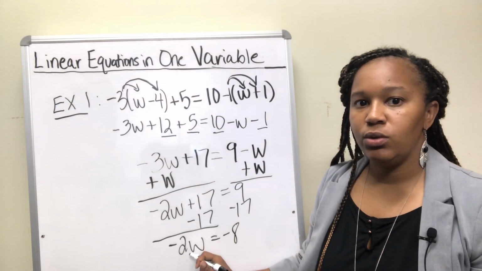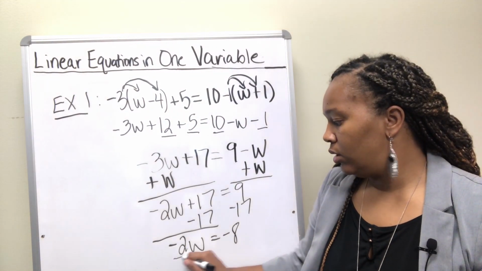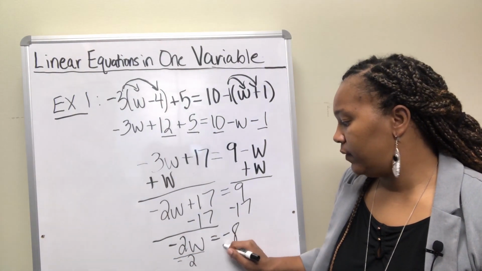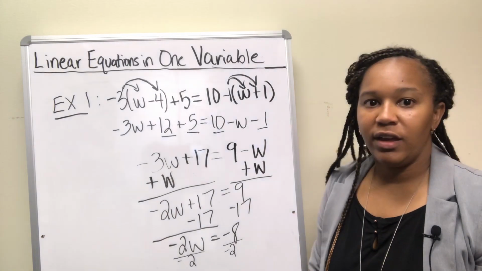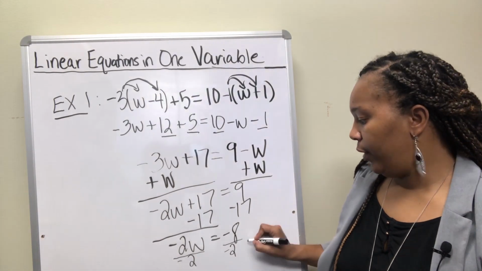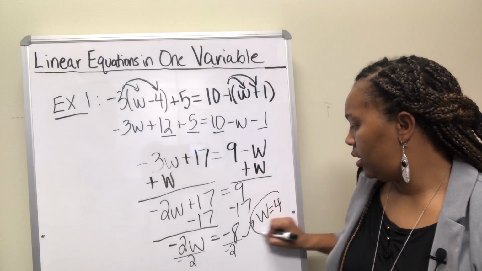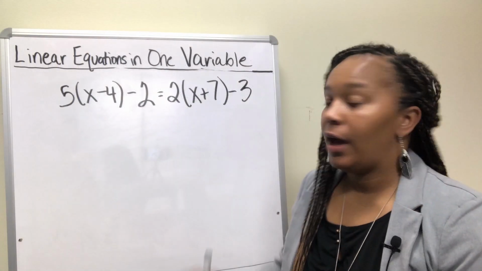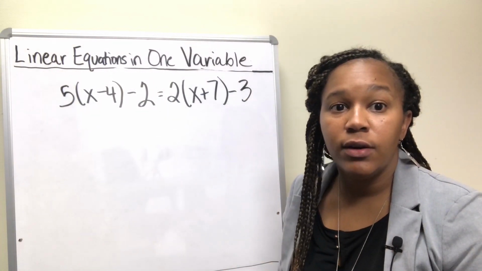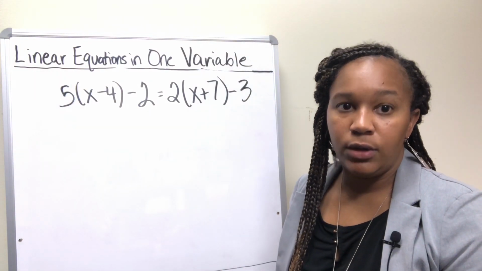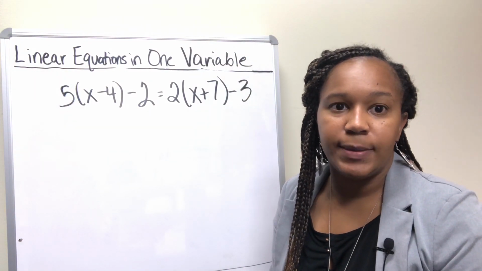Now I need to get rid of the -2. So divide both sides by -2. And that gives me w equal to 4. So my answer is w equal to 4. All right, now I want you to try this one. So pause the video for a moment and try to see if you can work this one, and we'll come back and see what you get.